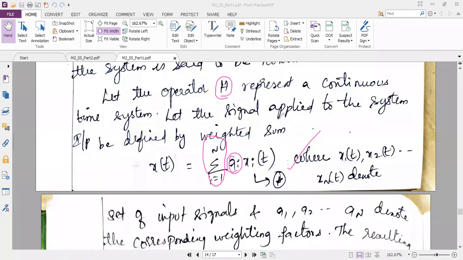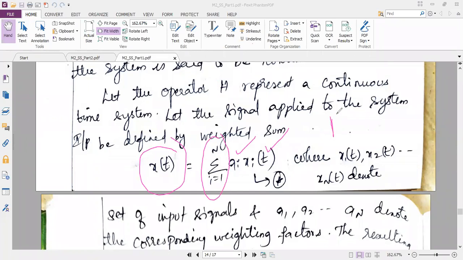Let the signal applied to the system be defined by the weighted sum. I am not supplying only a single input, I am supplying a number of inputs. So my total input x of t, I am giving as summation i equals 1 to n of ai into xi of t. So this is my first equation.